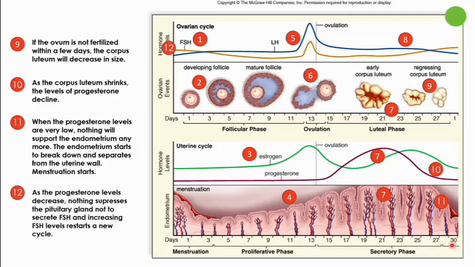As the progesterone levels decrease, nothing suppresses the pituitary gland anymore, and we will find that FSH starts to be released again, and that will be the starting point to a new menstrual cycle.